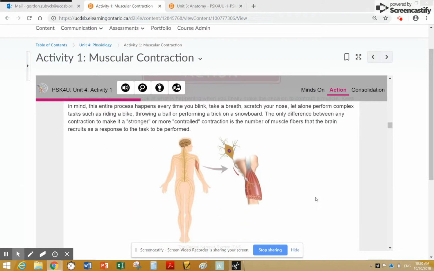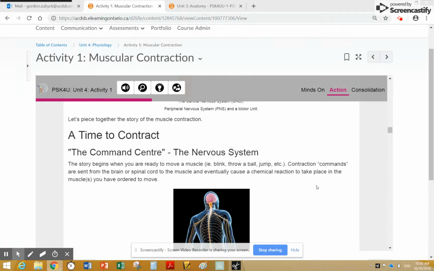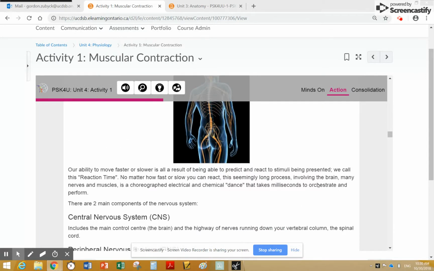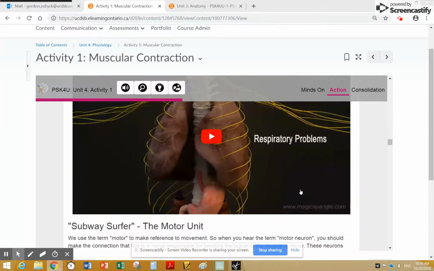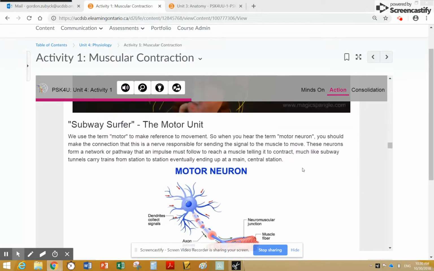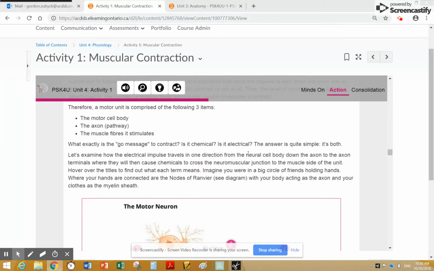So here we're taking a look again at a muscle and how it's going to contract. So this is a bunch of information about the whole process and how the message gets sent to the muscle and it reaches the right locations, and then the muscles are activated. So it's going to talk about the different things in here, like motor neurons, the cell body and the axon and the fibers it stimulates. So working its way through.